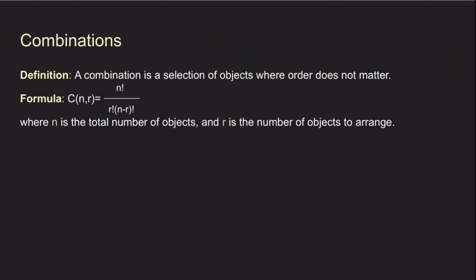Now let's shift our focus to combinations. Unlike permutations, combinations are used when the order of selection doesn't matter. The formula for calculating combinations is n factorial divided by r factorial times n minus r factorial, where n is the total number of items and r is the number of items to choose. As we can see, the difference between the formulas is r factorial in the denominator for combinations. This is because we need to address that the order doesn't matter, unlike in permutations. So let's look at the example.